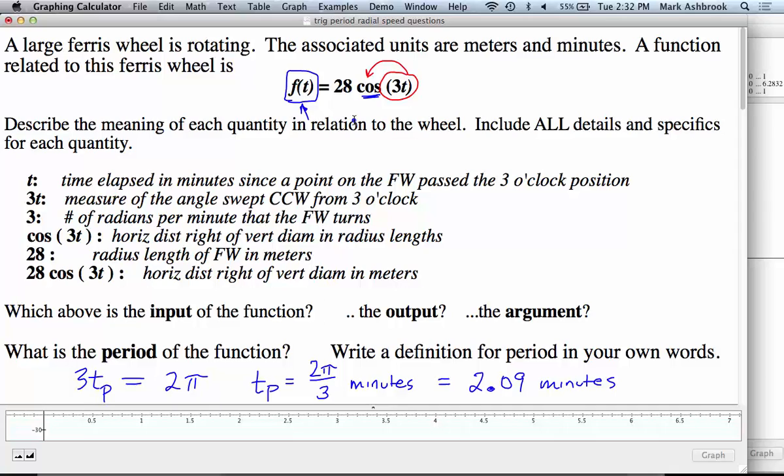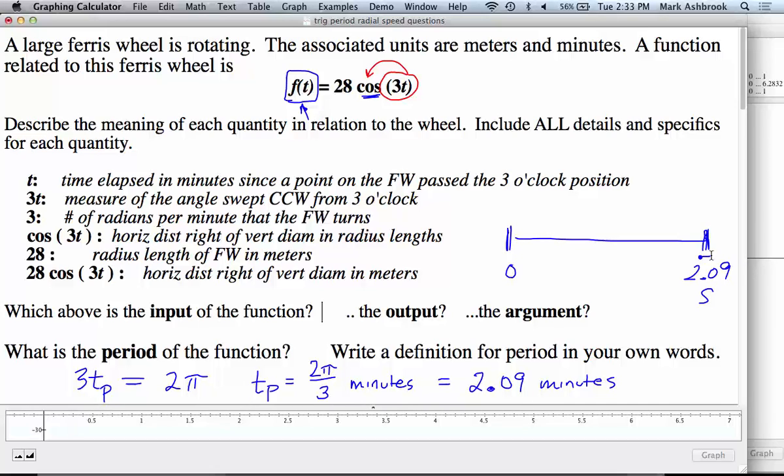No, but the period is not a specific input value. It's an interval of input, right? The period is this interval from 0 to 2.09 that does something special with the function. What does it do? Give you all outputs of one cycle. Right. It gives you a full cycle of outputs. So that length of time.